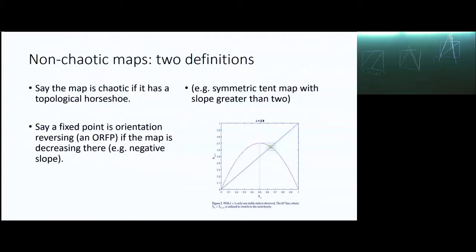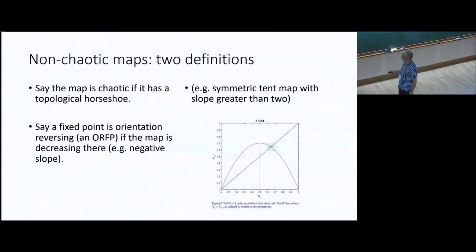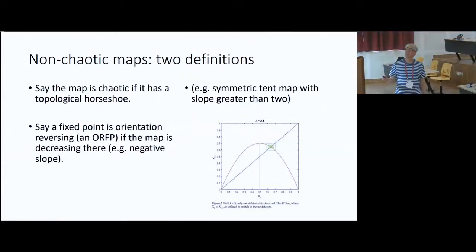And I'll say a fixed point is orientation reversing, or it's an orientation reversing fixed point, ORFP, if the map is decreasing at the fixed point. Okay, so slope negative. So here's an example of that. This fixed point is decreasing. And what you can see is that if I start anywhere, I spiral in. So in fact, the iterates are going from the left to the right to the left to the right. You're switching sides each time you're iterating close to the stationary point. Okay, so in that case, it's a stable ORFP, but I don't care whether it's stable or unstable.